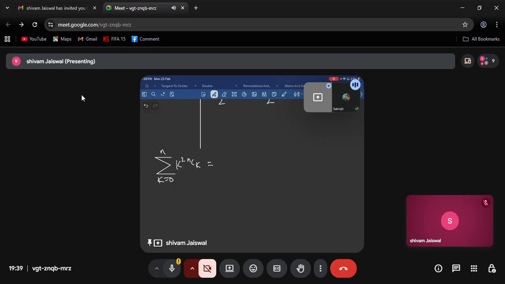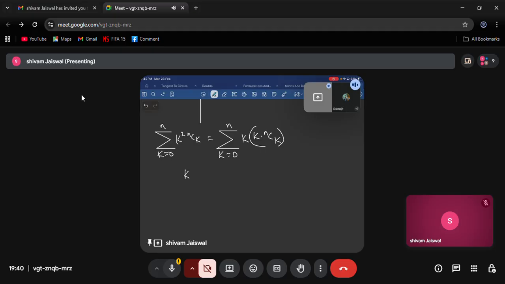Okay, let us try it once more. Summation of k equal to 0 to n. Okay, I got it. Summation of k equal to 0 to n, k into nCk. Okay, everyone. So over here, k into nCk, I can write it as k by n into n by k into n minus 1 Ck minus 1. Tell me, are you people getting? So this will become n into n minus 1 Ck minus 1.